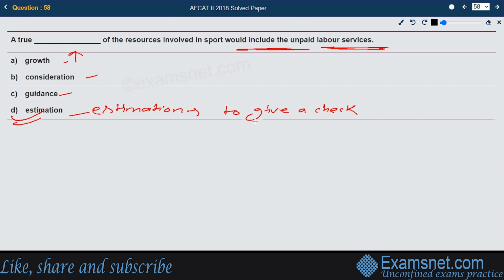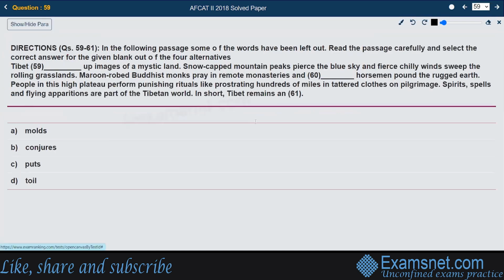See, there can be a growth of resources only when the estimation is done right. So the right answer should be estimation of the resources. If the estimation of the resources is fine, then the unpaid labor services can be included. So the right answer becomes estimation. Next, now there is one more paragraph in front of us. We are supposed to read the paragraph first and then should be able to fill the gaps using the options given.